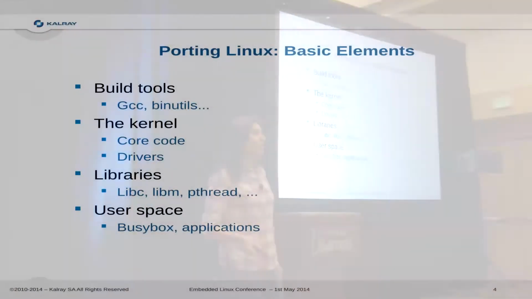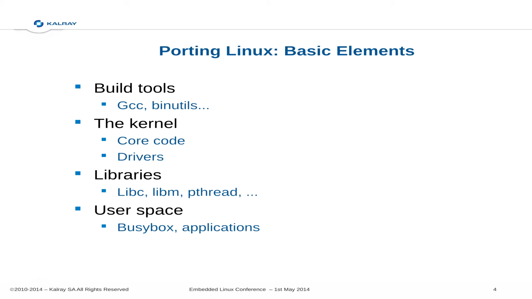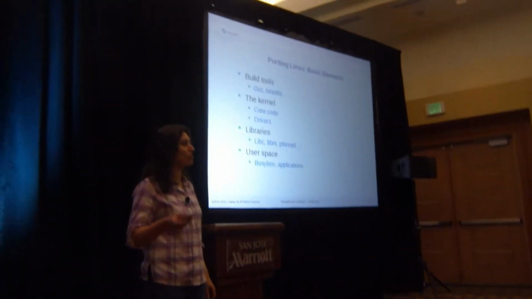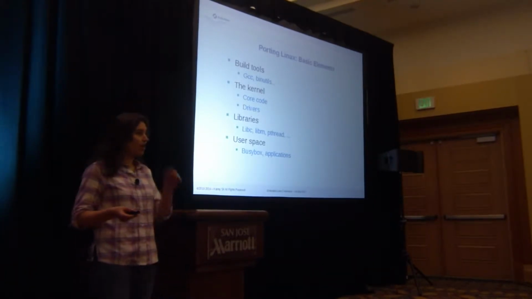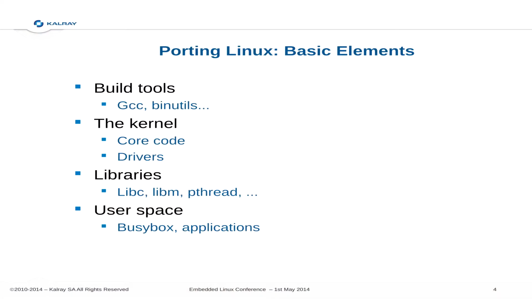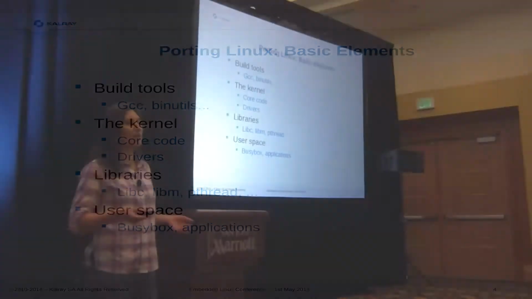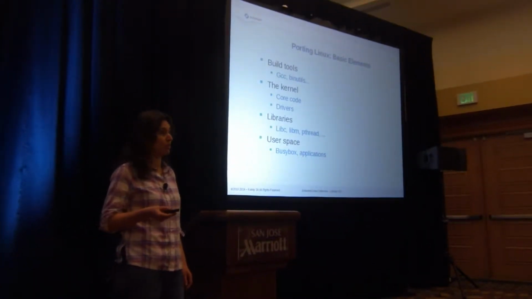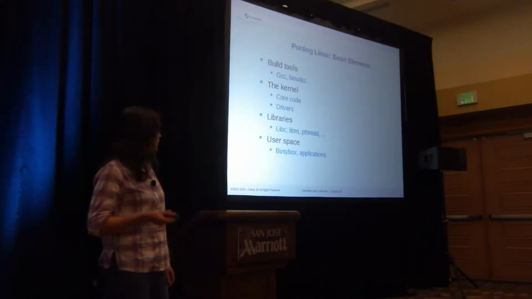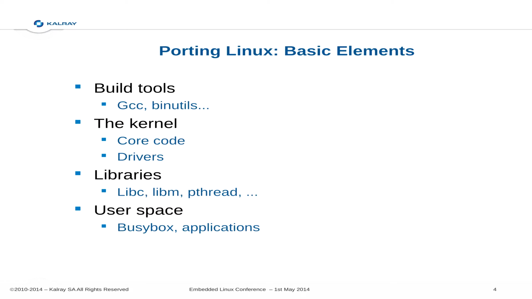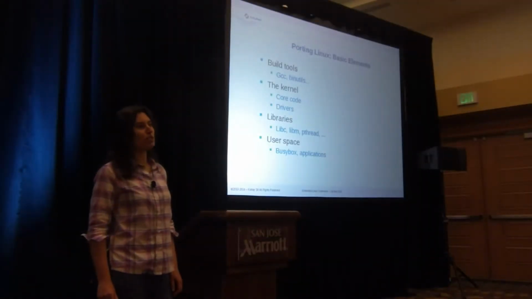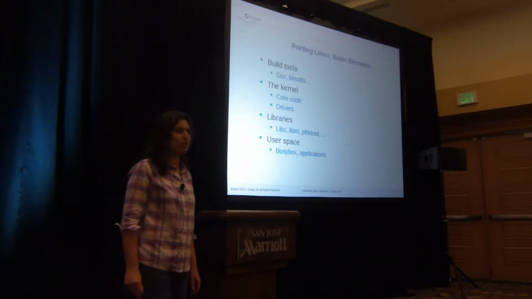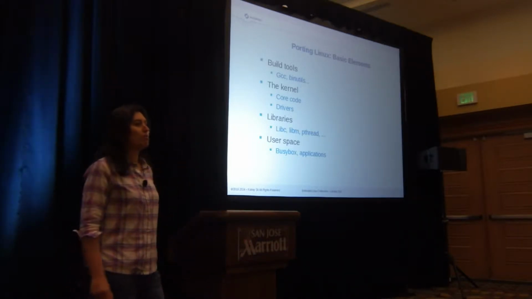So the kernel: you will have to do the port of the Linux kernel, the basic port, the architecture directory basically, and all the drivers you will need. Then on the libraries side, you will need some kind of libc, the math library, pthread, and then everything else you may want for the applications that will be running on the new platform. And then finally is the user space. Normally, these days, people will start with running BusyBox to have all the tools to test if everything is running fine, and then you go and port application by application.